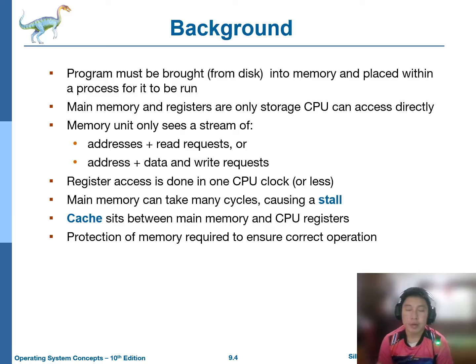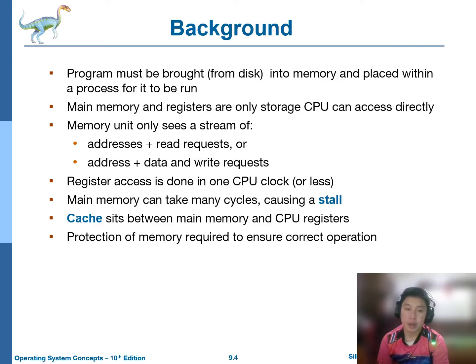Background: program must be brought from disk into memory and placed within a process to be run. Main memory and registers are the only storage the CPU can access directly. Memory unit only sees a stream of addresses. Register access is done in one CPU clock. Main memory can take many cycles. Cache sits between main memory and CPU registers.